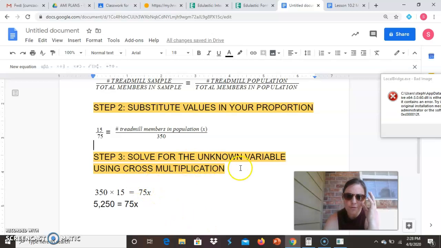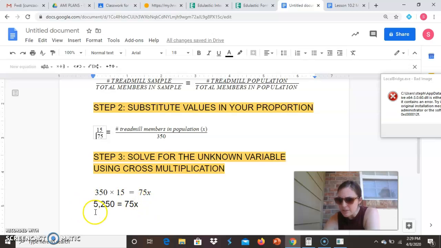In step number 3, it says solve for the unknown variable using cross multiplication. And so here we can take the product of 15 times 350. That's the first part of our cross multiplication. 350 times 15 is equal to the product of 75 times x, or 75x. And guys, that leaves us with this one-step equation where 5,250, this product, is equal to 75x. And I'm going to leave you with that final step because I've just about worked through that entire problem for you, but I'm hoping this will help.